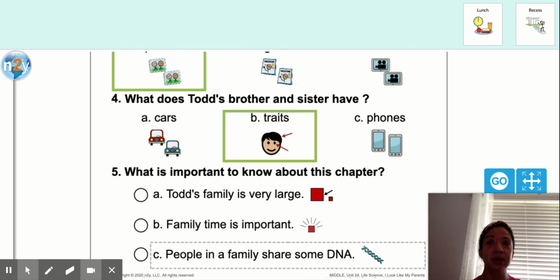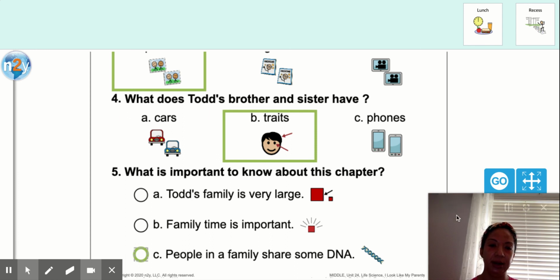Okay, what was the most important thing that you learned in this chapter, though? That Todd's family is very large? It might be, but that's not the point of this chapter. How about B, family time is important? It is, but that's also not the point of this chapter. How about people in a family share some DNA? I think that's the important part of this chapter. Okay, so people in a family share some DNA.